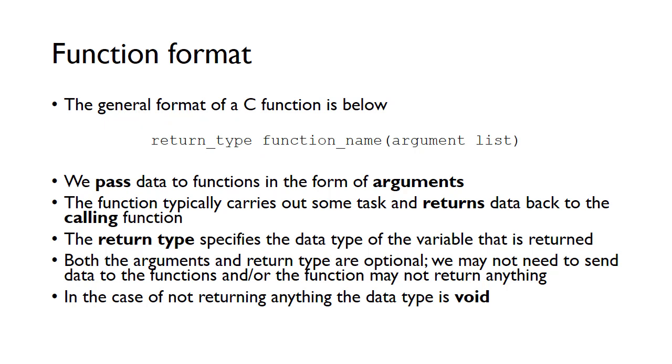Now, actually, both these arguments and the return type are optional, because sometimes we might not need to send any data to the function, and sometimes the function may not need to return anything. In those cases, if you're not returning anything, you've got this void keyword. Instead of having a return type, we would write void, and you can put void into the brackets, or you can leave them empty to say that we've not got any data that we're passing to the function.